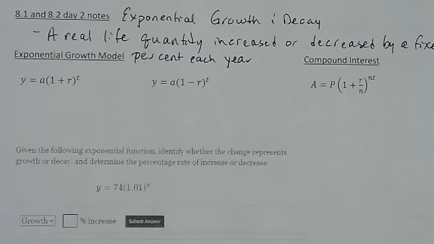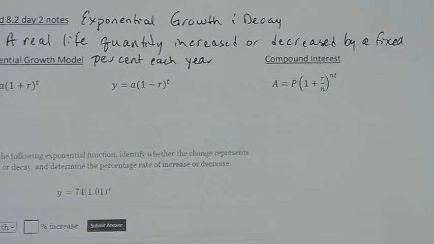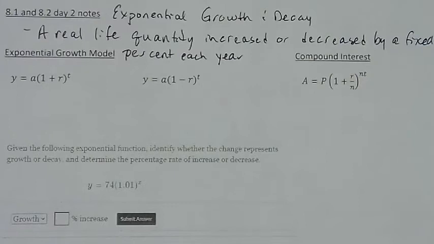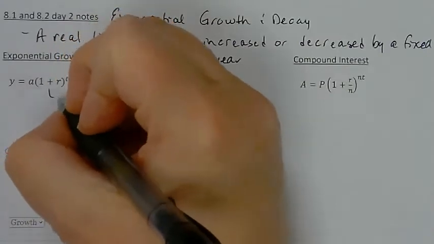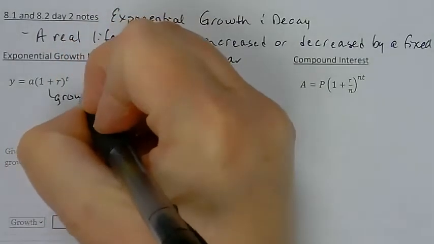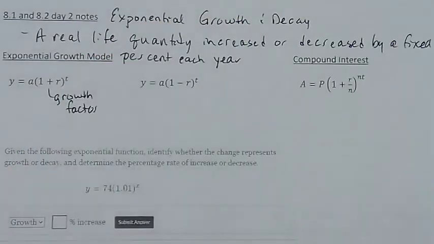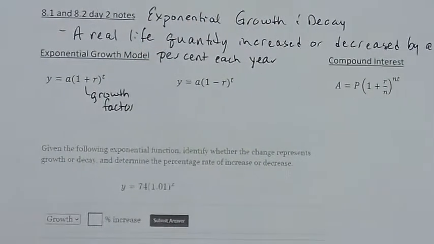So exponential growth and decay is when a real life quantity is increased or decreased by a fixed percent each year. So here's the equation that we would use. Y equals A times (1 plus R) to the T power. This represents a growth. This is the growth factor. It helps us find our percent increase.